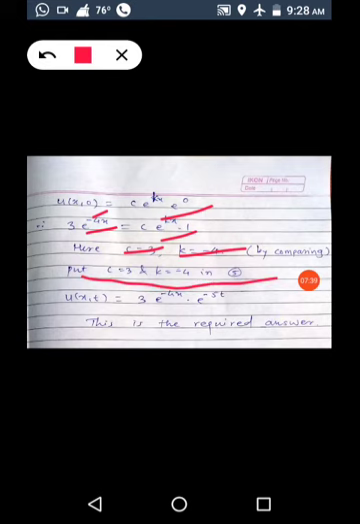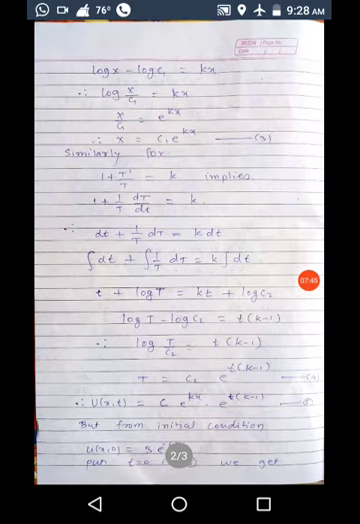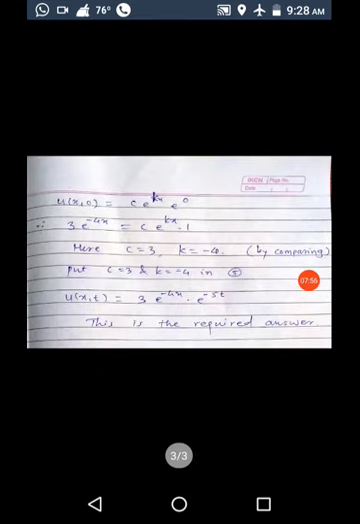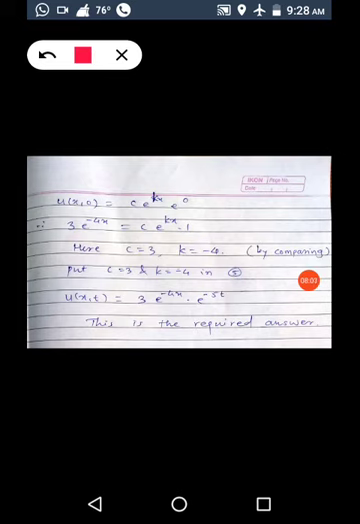So put the values c equal to 3 and k equal to minus 4 in equation 5. Equation 5 is u(x, t) equal to c e raised to kx into e raised to t into (k minus 1). Putting the values of c and k, we get u(x, t) equal to 3e^(-4x) into e^(-5t) after calculation. So this one is the required answer.